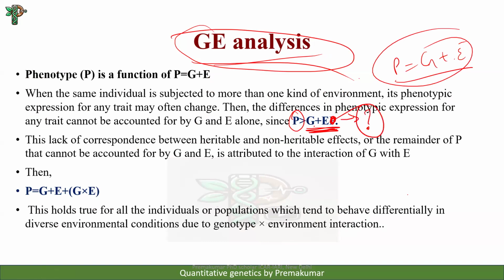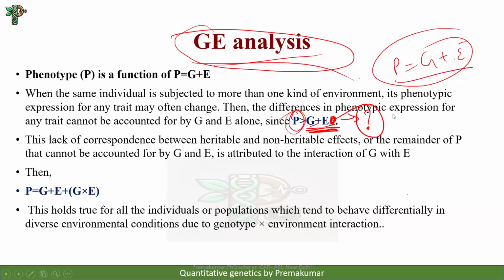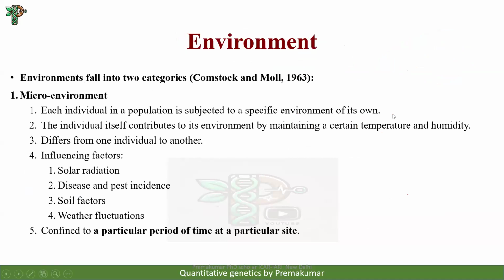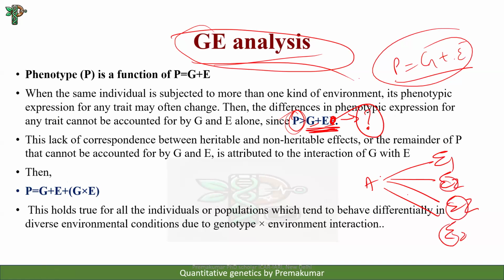Okay, it is not just a summation of G plus E, but it is more than that. What is that? That is called G into E interaction. Whenever an individual, for example individual A, is grown in different environments, it will not give the same performance across the environments. It will have differential performance in the different environments. This is called G into E interaction.